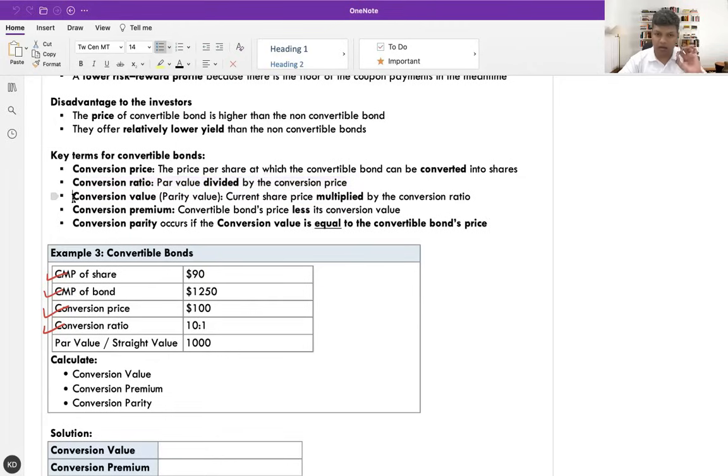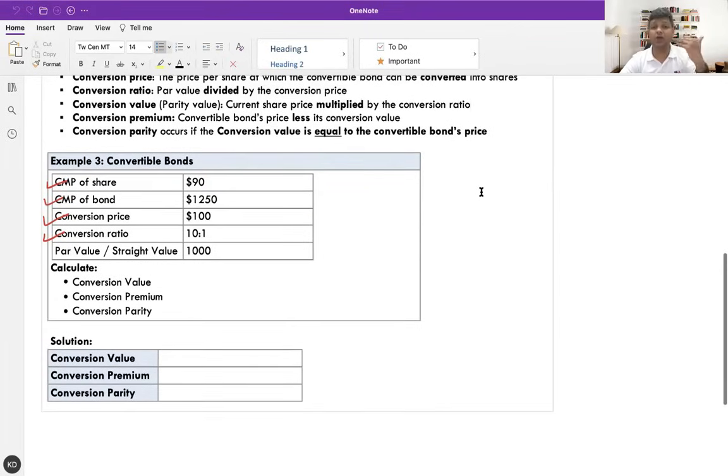Now, they have asked me to calculate conversion value. So, can you read what is conversion value, Deepthi? Share price multiplied by the conversion ratio. Yes. So first of all, on conversion of the bond, how many shares will you get for one bond? 10. And what is the value of each share now? 90.